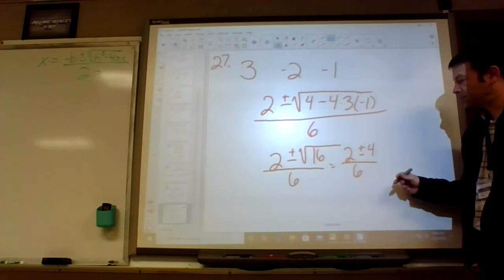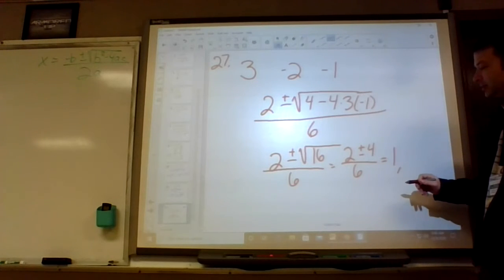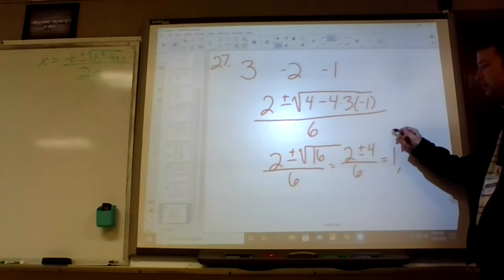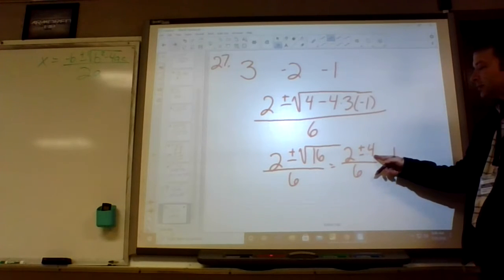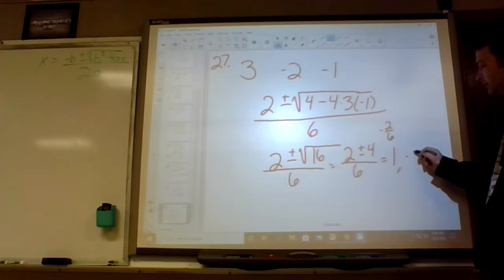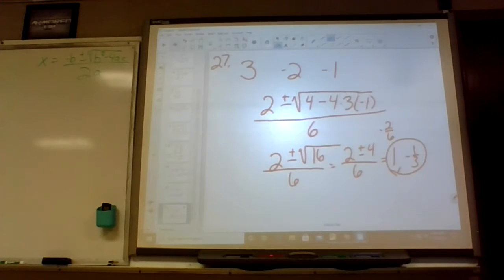What's 2 plus 4 divided by 6? 1. What's 2 minus 4 divided by 6? 2 minus 4 is negative 2, divided by 6, which reduces to negative 1 third. Interesting, 29 is gonna be messy.